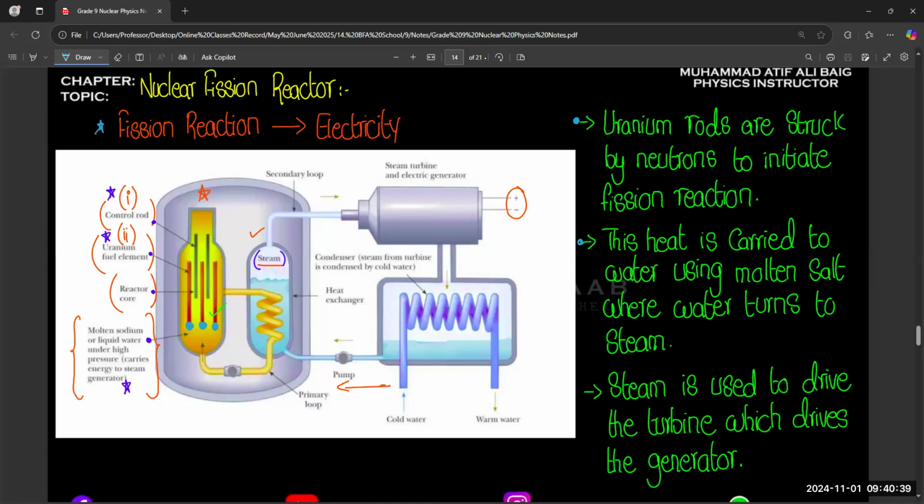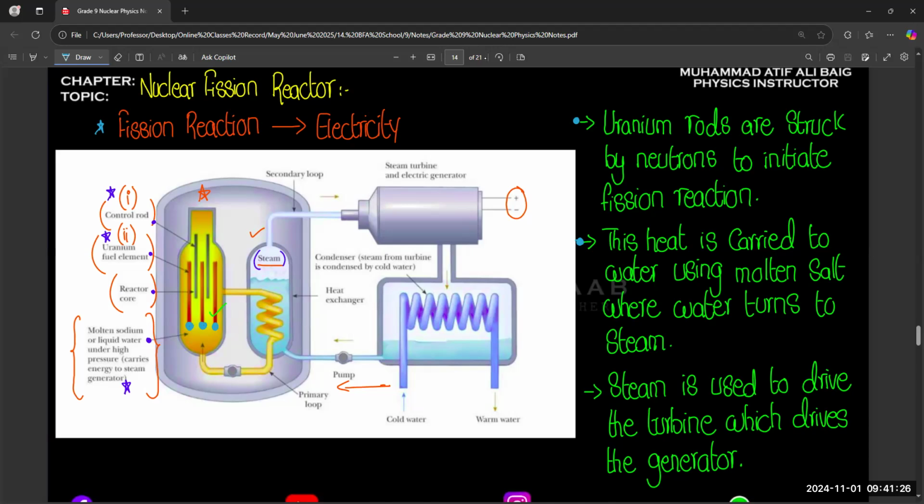Second step. Second step is this heat is carried to water using molten salt, where water turns to steam. And we also know about a process of generating electricity, just like from the dam and from the old example of the steam engine. Nowadays, we are using electric trains and normal trains with electricity. But in the old time, there was the concept of the steam engine, right? There is coal, and people used to burn that coal to generate steam, and that steam helps to generate electricity with the help of the water.